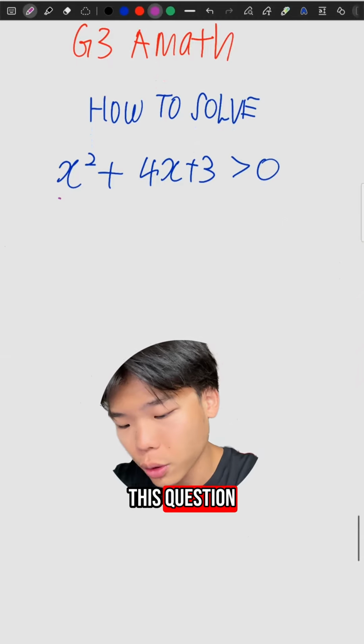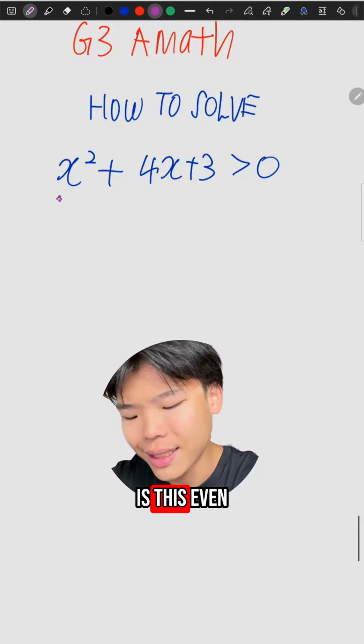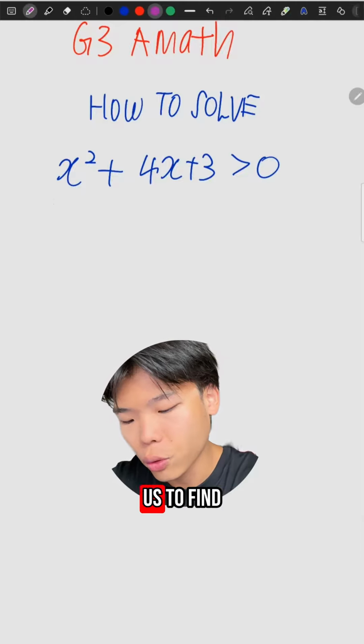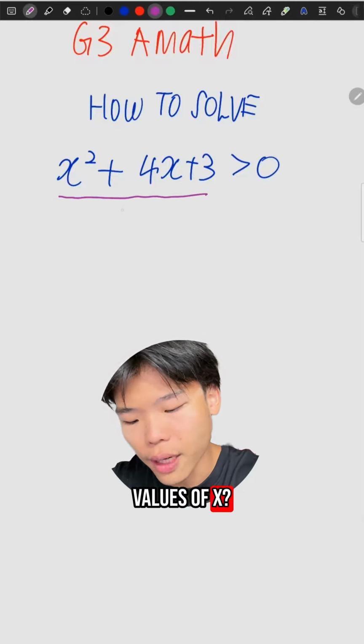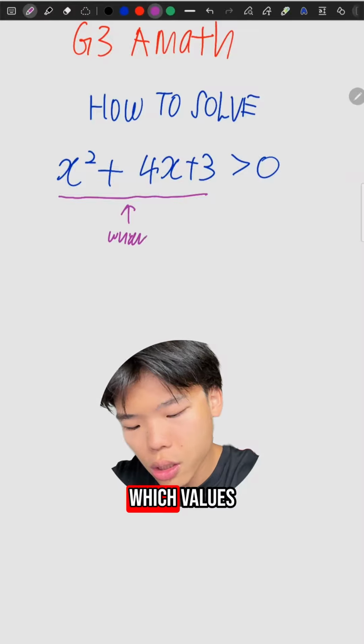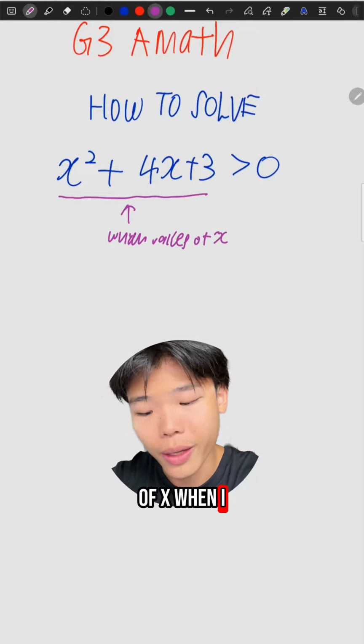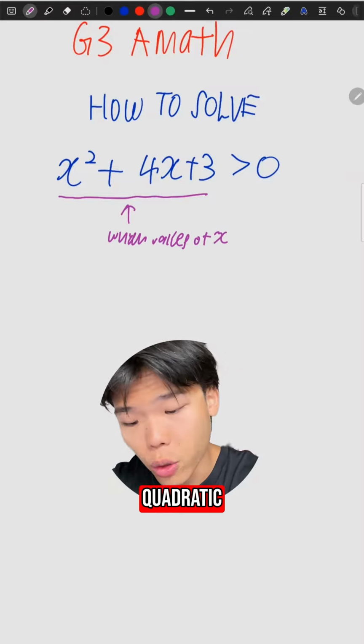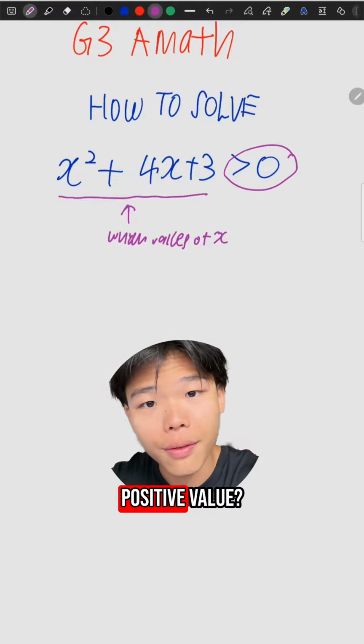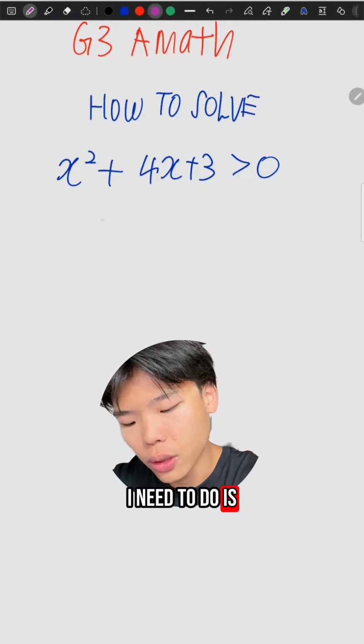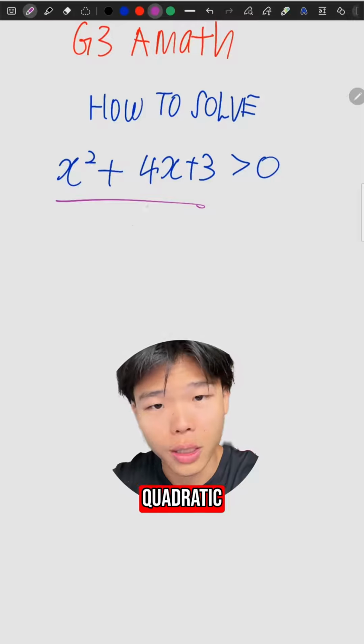So let's take a look at this question over here. First thing is, what is this even asking us to solve? It is asking us to find the range of values of x. So it's asking us to find which values of x, when I sub inside this quadratic equation, will give me a positive value. So first thing I need to do is to visualize how this quadratic equation actually looks like.